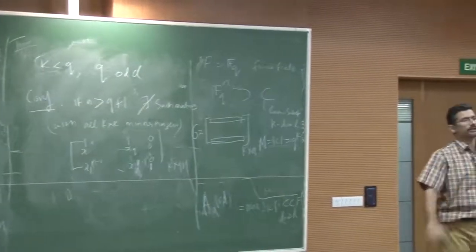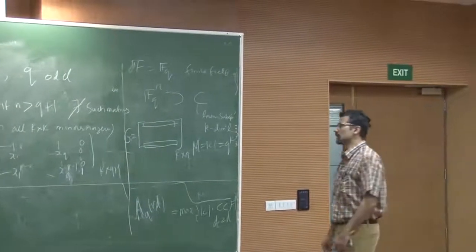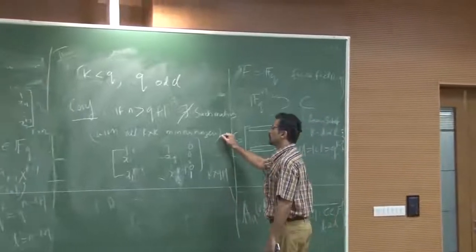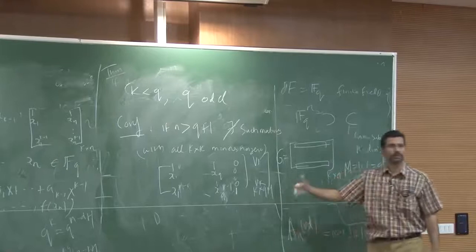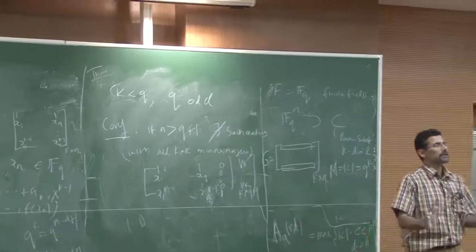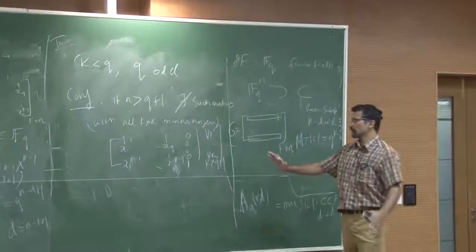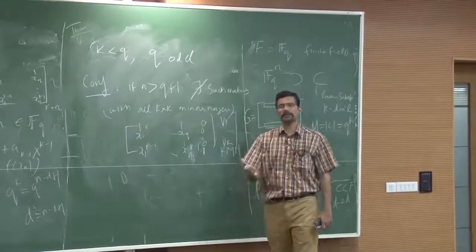So here is a basic question which people have not been able to answer. Can you put one more column here, a q plus 2nd column, such that every k by k minor of this augmented matrix still remains non-zero?